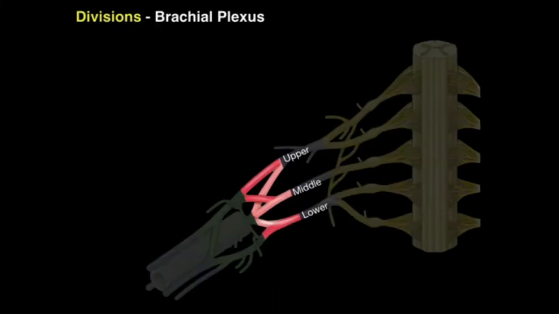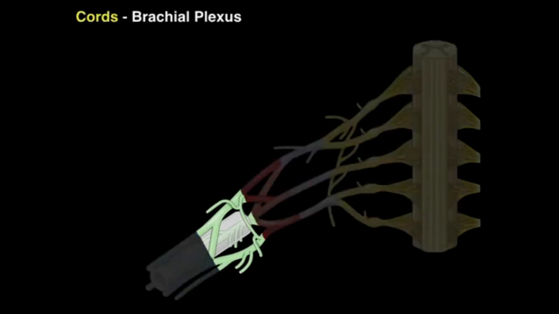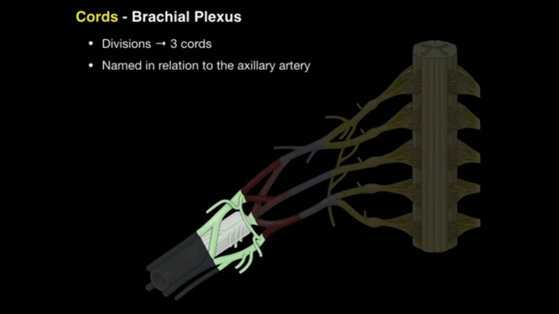When we see the divisions, each trunk gives an anterior division and a posterior division. The anterior and posterior divisions are divided from the trunk. The cords are formed from the divisions. There are three cords named relative to the axillary artery. The axillary artery is the demarcation for the lateral cord, the medial cord, and the posterior cord.